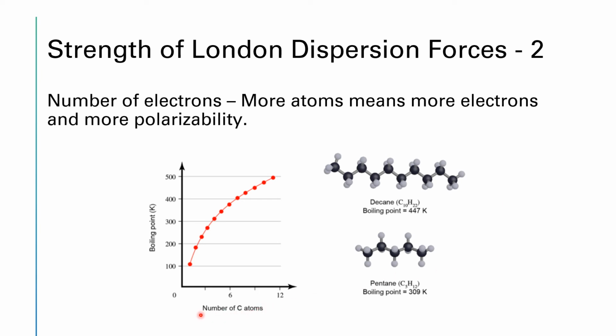Just to look at the straight chain alkanes, which pentane and decane are part of the family, if we look at the number of carbon atoms in the chain, this graph is showing us how the boiling point climbs as the number of carbon atoms climbs. That's largely due to having stronger London dispersion forces as these chains get bigger.